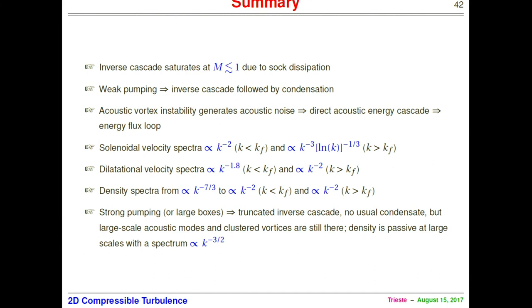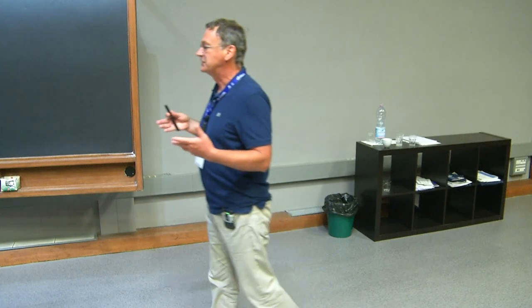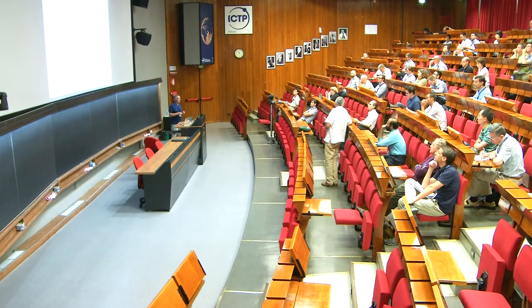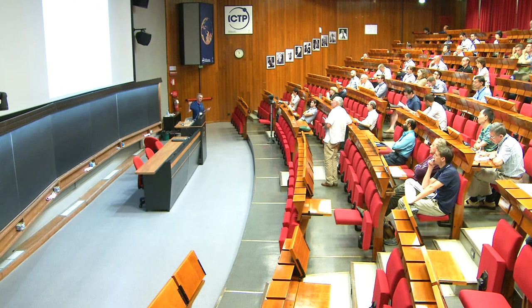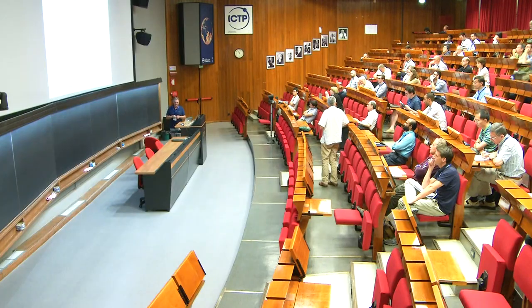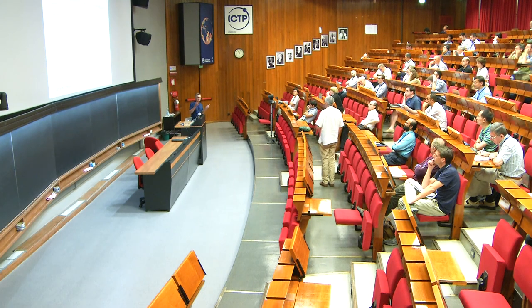Okay, so let me just put up the summary. What I would like to say to conclude here is that in this two-dimensional compressible turbulence, we have a flux loop. Kinetic energy tends to go to large scales, as in the incompressible case. But due to acoustic vortex instability, some of this energy gets converted into the energy of acoustic waves, and these acoustic waves cascade the energy down to smaller scales.